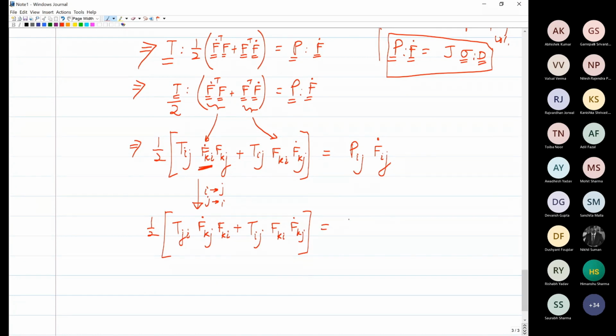And this is equal to P_ij F dot_ij. Okay, we are almost done. So this is the same as half of T_ji F_ki plus T_ij F_ki times F dot_kj, and that's equal to, on the right-hand side let us change I to k, and j remains j. So if you do that, we have P_kj F dot_kj.